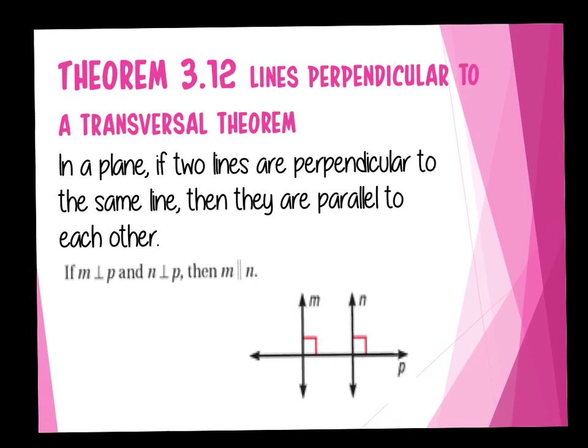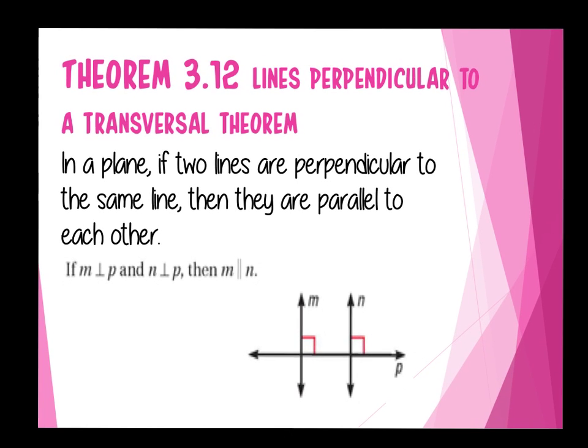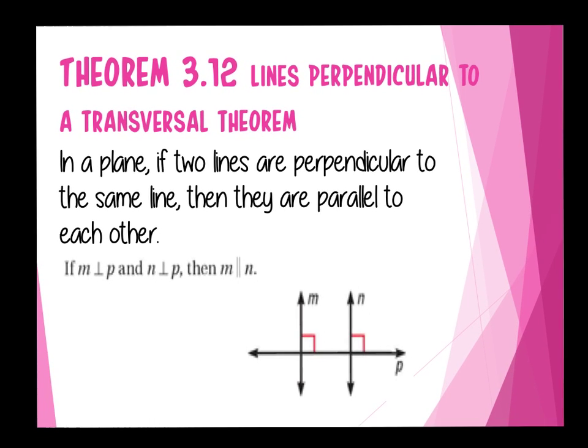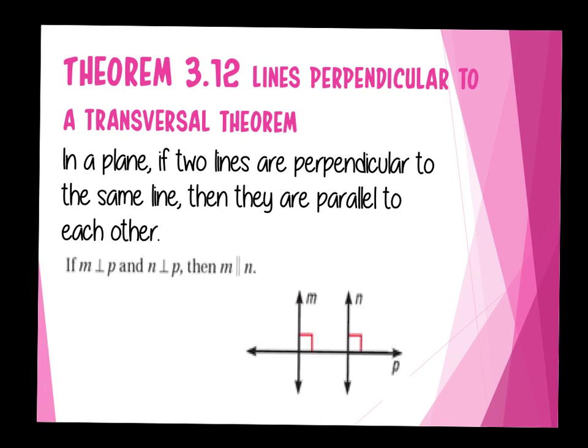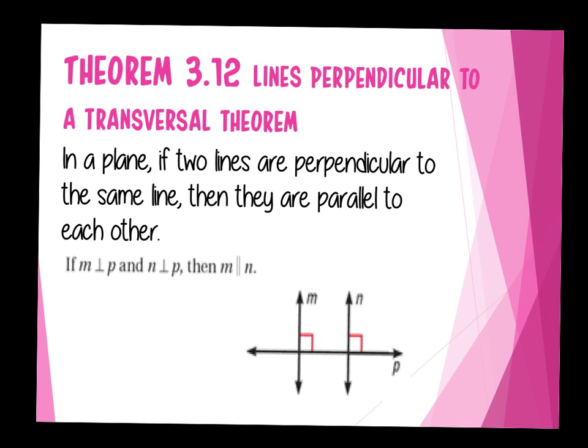.312 is the first one with a name. Lines perpendicular to a transversal theorem, which honestly is just as long as if you shorthand what it says. In a plane, if two lines are perpendicular to the same line, then they are parallel to each other. And again, when we went over the ways to prove lines parallel, I gave you this one. We just hadn't got to it in theorem form yet. So if M is perpendicular to P and N is perpendicular to P, then M and N are also parallel.